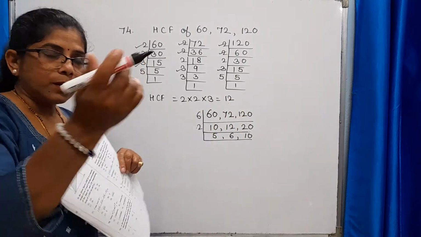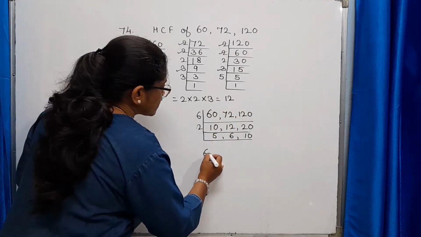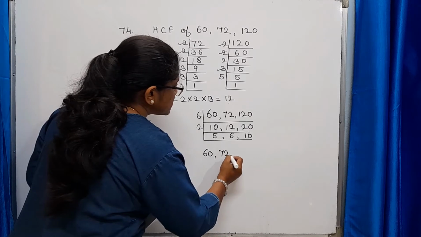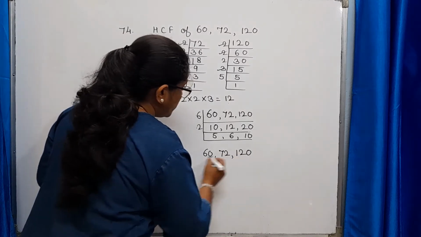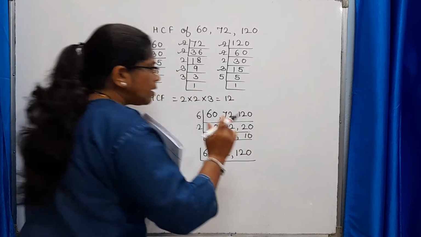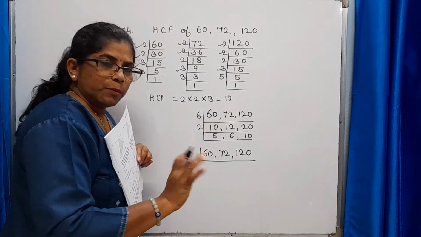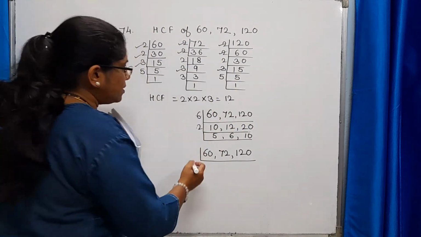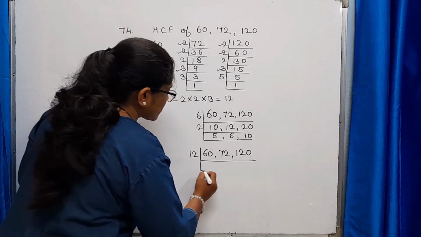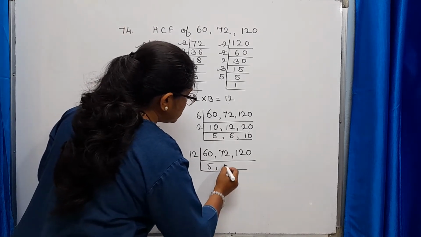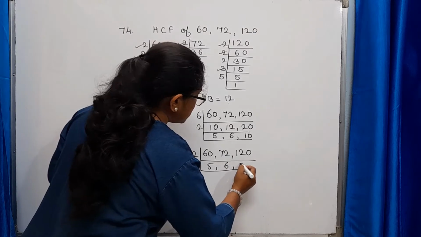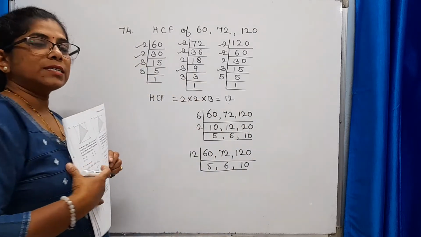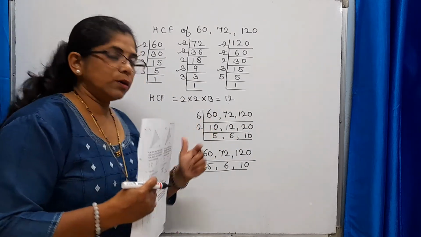Now suppose, okay, 60, 72, 120. Directly you can divide it by 12. Suppose if 12 strikes in your mind, divide it by 12. 12 5s are, 12 6s are, 12 10s are. That's it. 12 is your HCF.